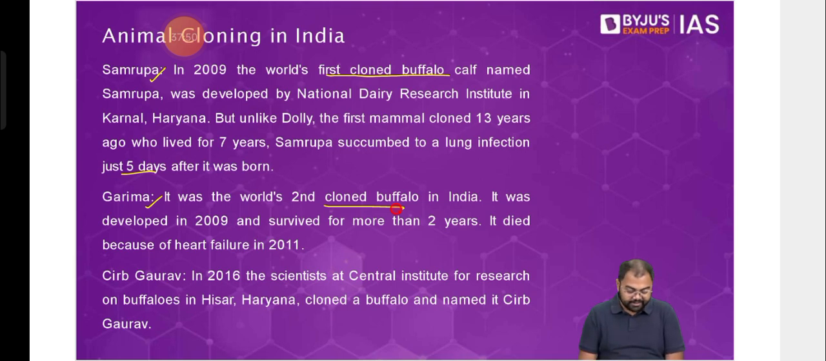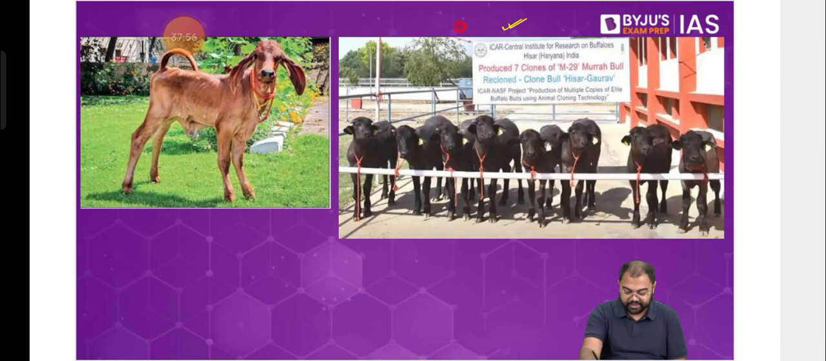After that, it died. And then CIRB Gaurav has been the third example, where we see that it has been much more stabilized. There have been recent examples as well. This was an example in 2020, and this is an example from this year itself, 2023. So in 2020, we carried on from the same CIRB Gaurav or Hisar Gaurav cloned buffalo. A recloning of it was done, and 7 clonings of M29 Murrah bulls were done. So this is basically a picture of that.